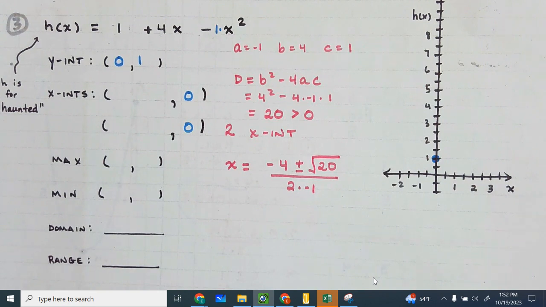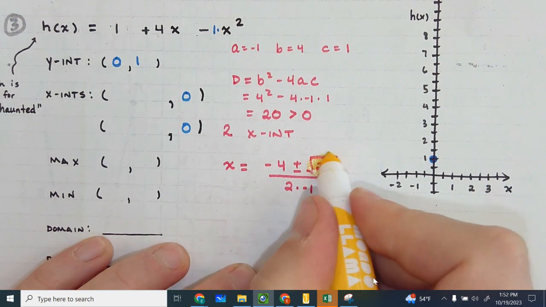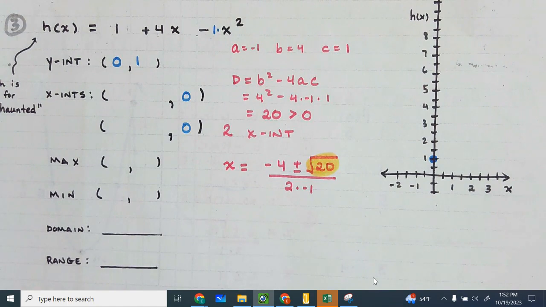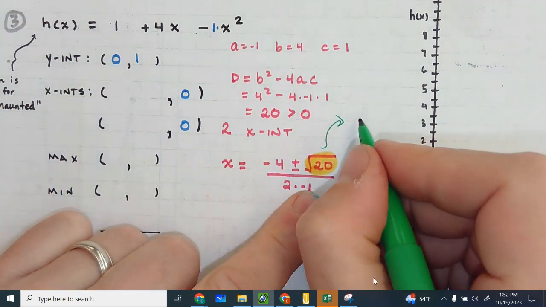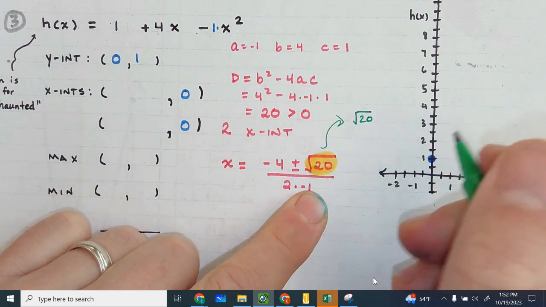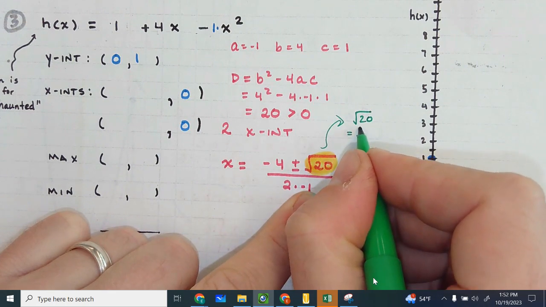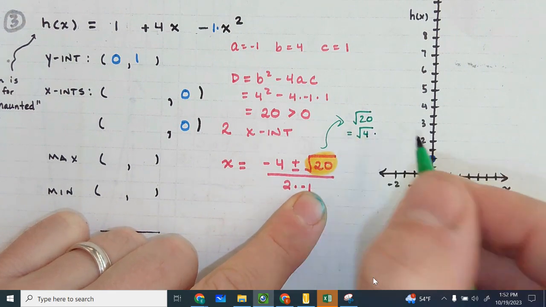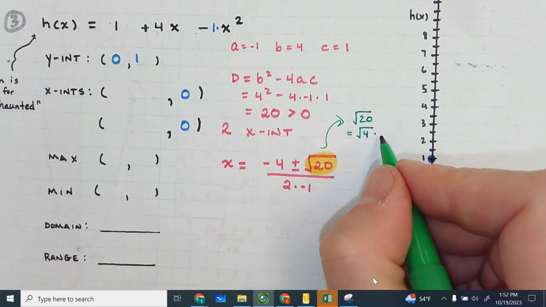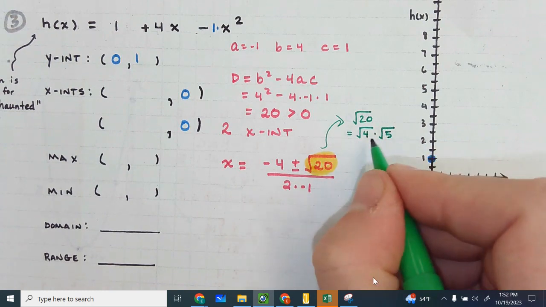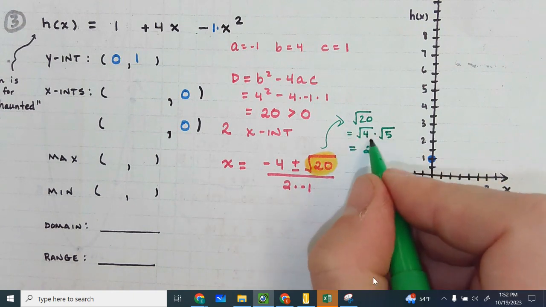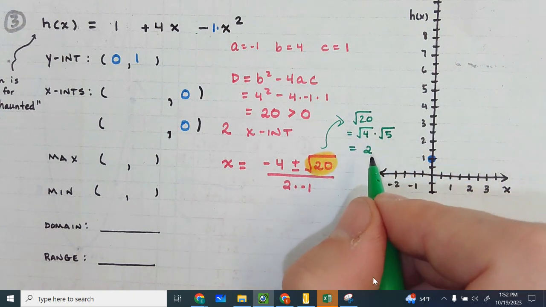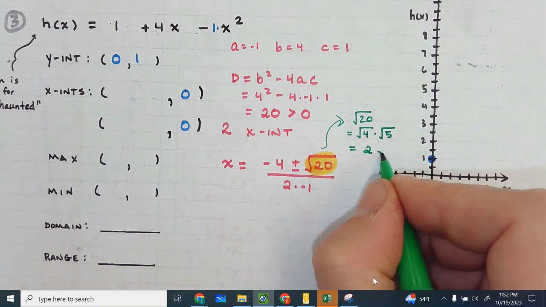Now, I picked this one out because I want you guys to notice that you can do something with this term right here. A little bit of work off to the side. The square root of 20 can be simplified by noticing that there's a perfect square that divides into 20, and that's 4. So you'd want to rewrite this as the square root of 4 times the square root of 5, which means that this is really 2, right? The square root of 4 is 2 square root of 5.